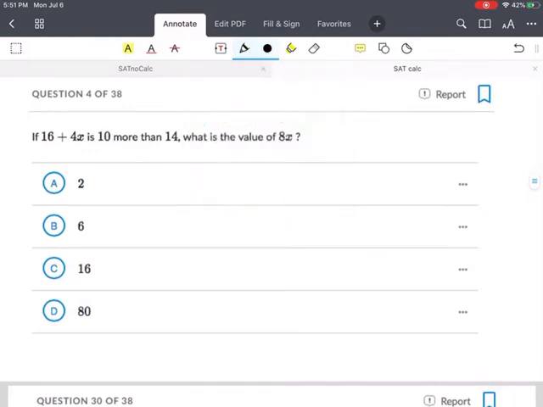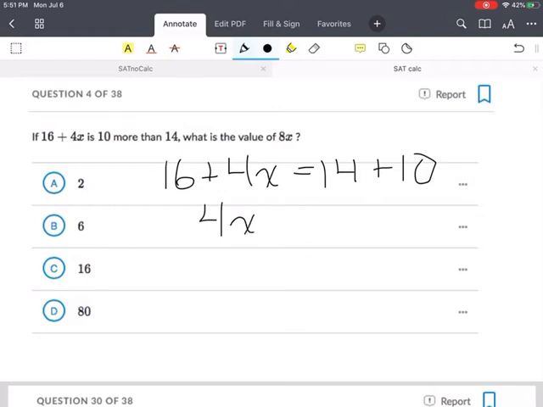If 16 plus 4x is 10 more than 14, what is the value of 8x? So what I would do is I would set up an equation first. 16 plus 4x is 10 more than 14, or in other words, 14 plus 10. And they're asking for the value of 8x. So what I would do is I would begin solving this, right? 4x equals 14 plus 10, which is just 24. And I'm going to subtract 16 from both sides, which is going to give us 8.